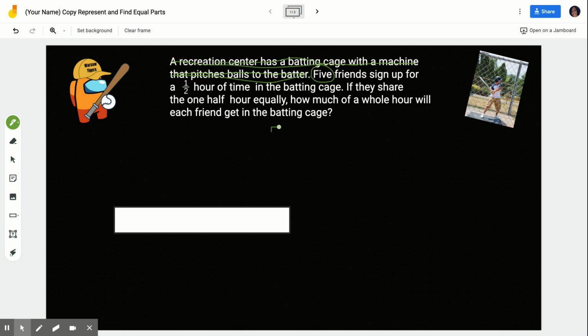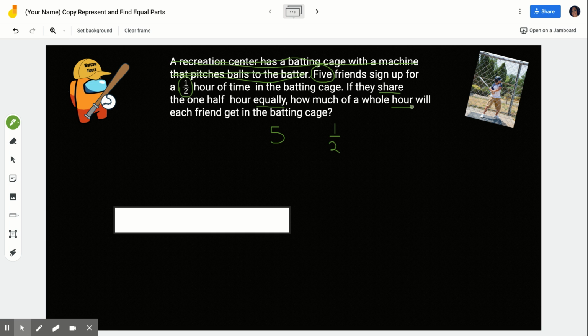So we know 5 friends sign up for 1/2 hour. This is a fraction, but it's also a number, so a quantity. So we're going to pull that quantity out as well. If they share, this is going to be important as well, share 1/2 hour, another word quantity, but still representing this fraction, equally. How much of the whole hour will each friend get in the batting cage? So share equally. When we share something equally, we divide. That's whether we're working with fractions or integers as whole numbers. How much of the hour will each friend get?